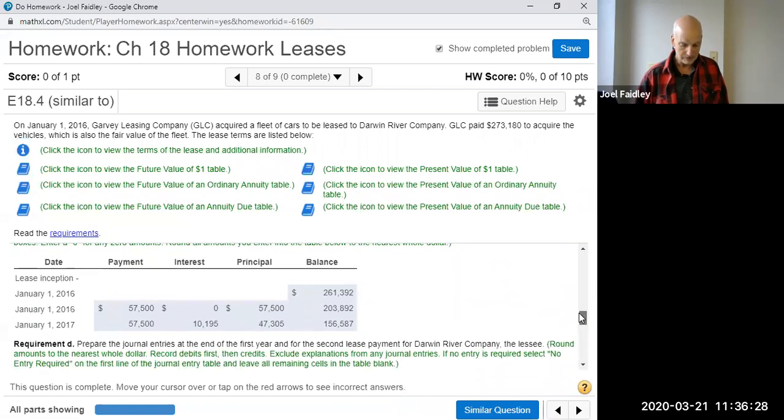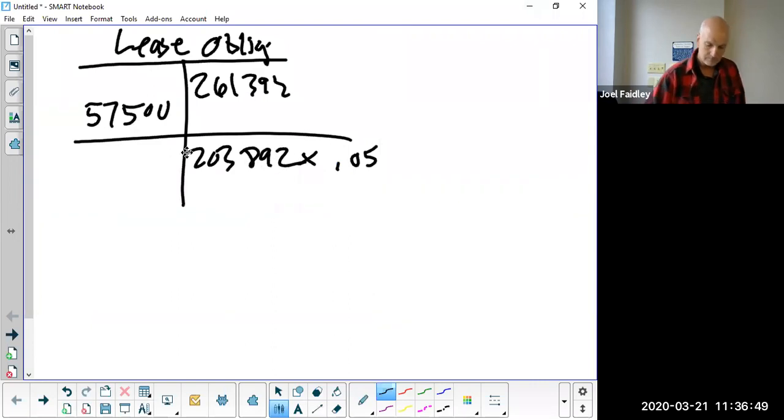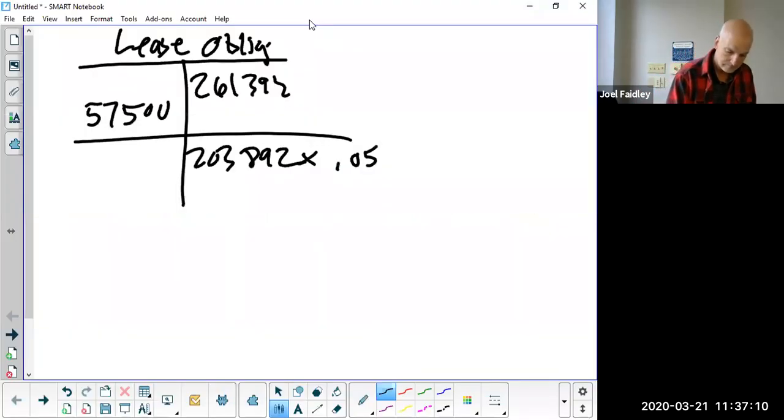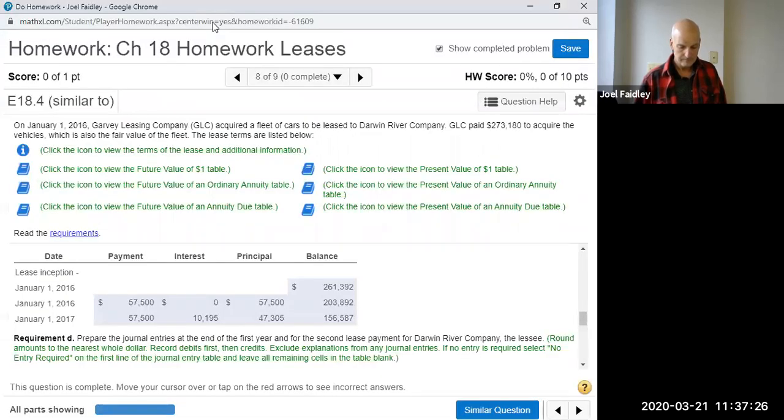They don't do a T account. They want to show you in table form, which is fine. This is good: 261,392. There's my payment. First day, so there's no interest expense. But now I've got 203,892, and that times my interest rate. I suppose they don't have you do this. It's $10,195 interest expense from my payment. It's going to be a principal reduction of $156,587.